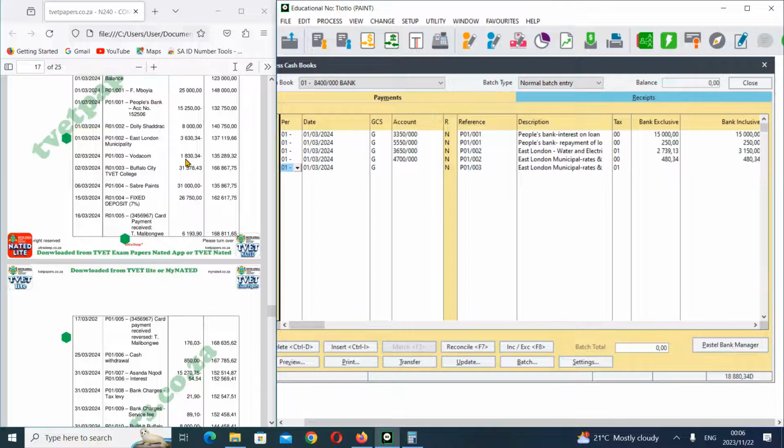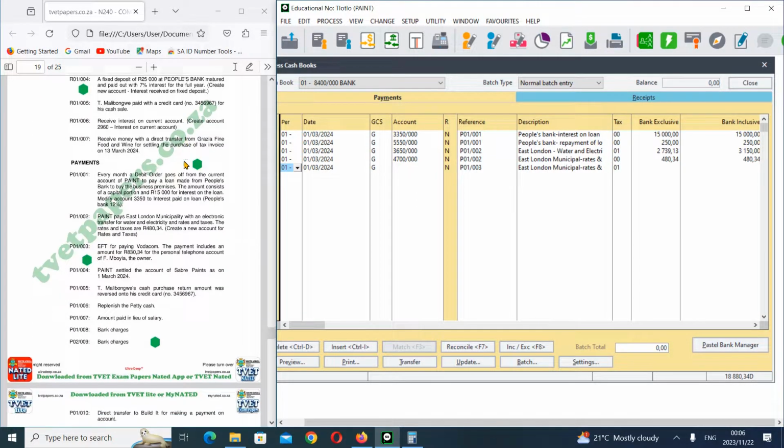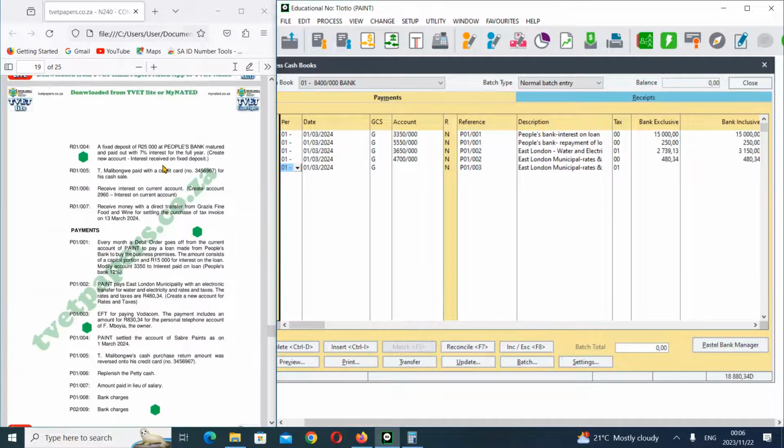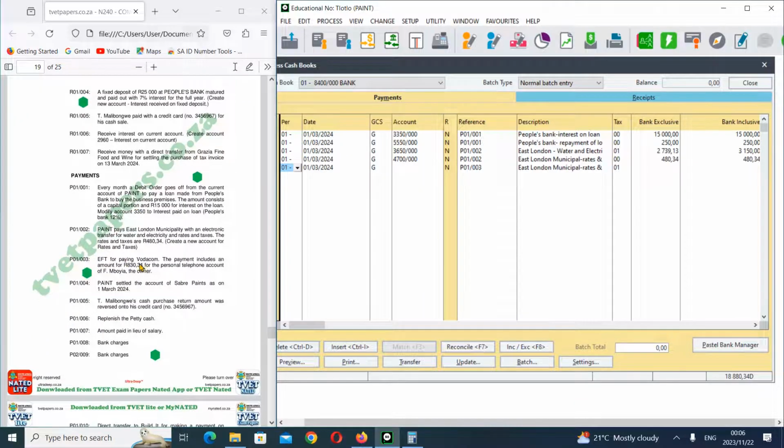So as you can see, they paid Vodacom what? 1,830,34. And they're saying that 830,34 is for drawings, which is the owner's personal telephone. So this one is for drawing, this one is for drawing. So meaning the remaining amount, which is the 1,000, that 1,000 is for what? For the business telephone.